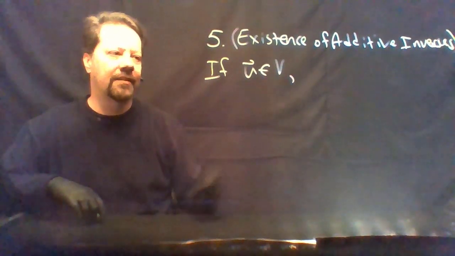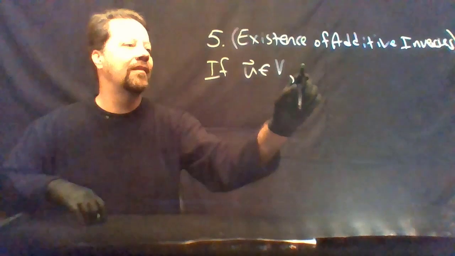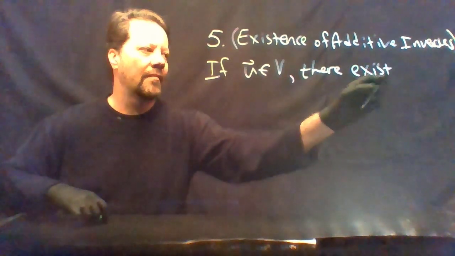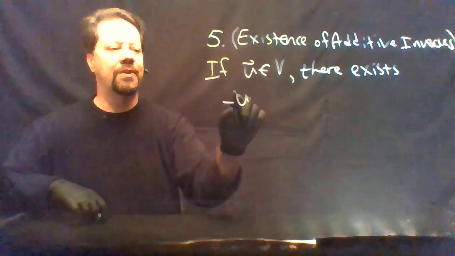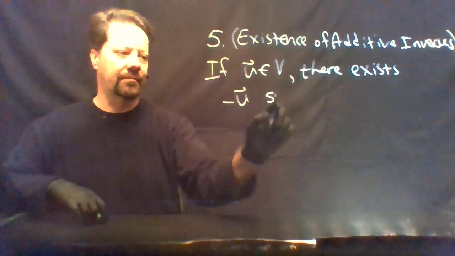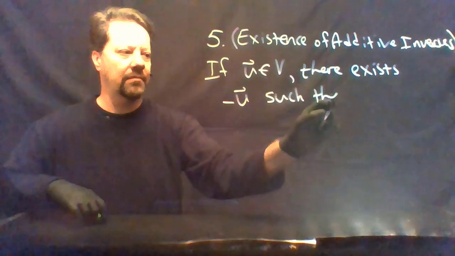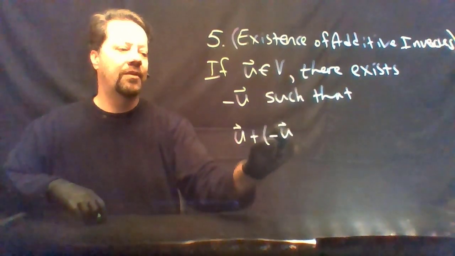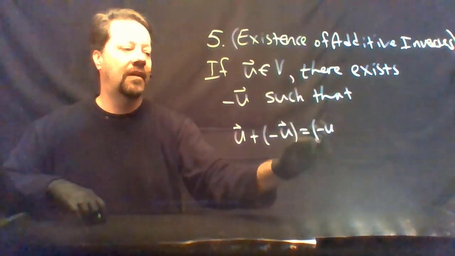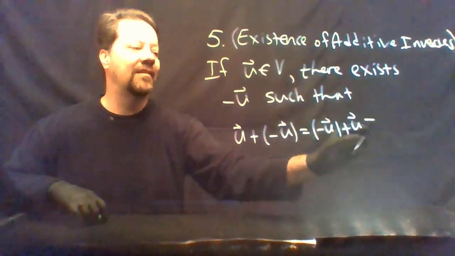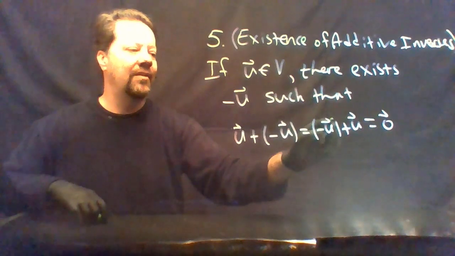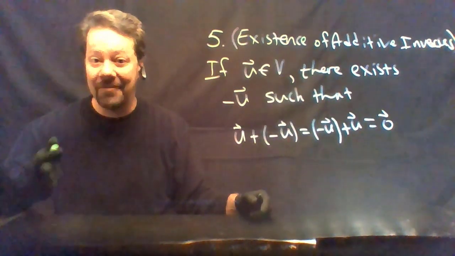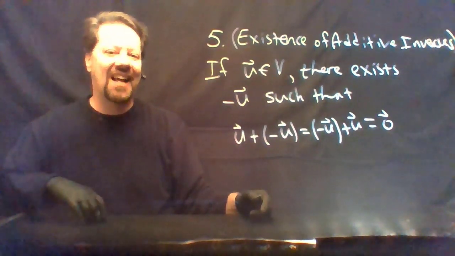If you have some vector u lying in your vector space, there exists some vector which we'll denote by minus u, such that if you add u to minus u, either way, you get the zero vector. That's how negatives should work, right? Additive inverses.